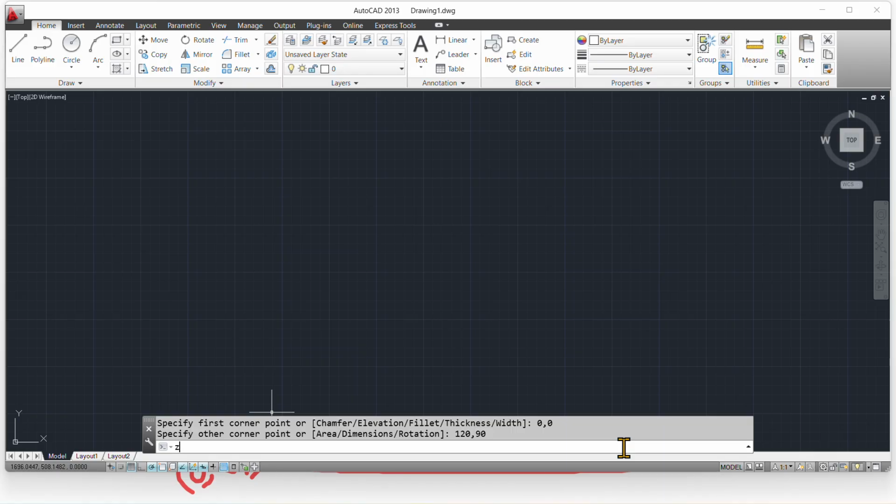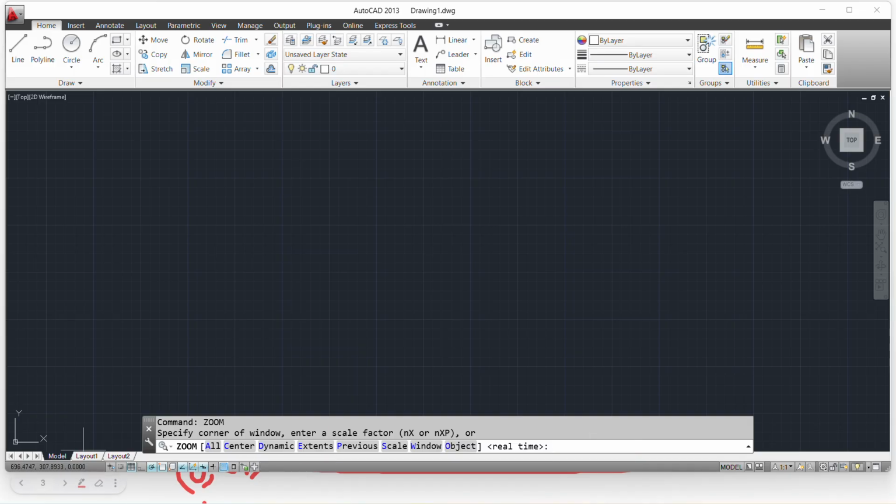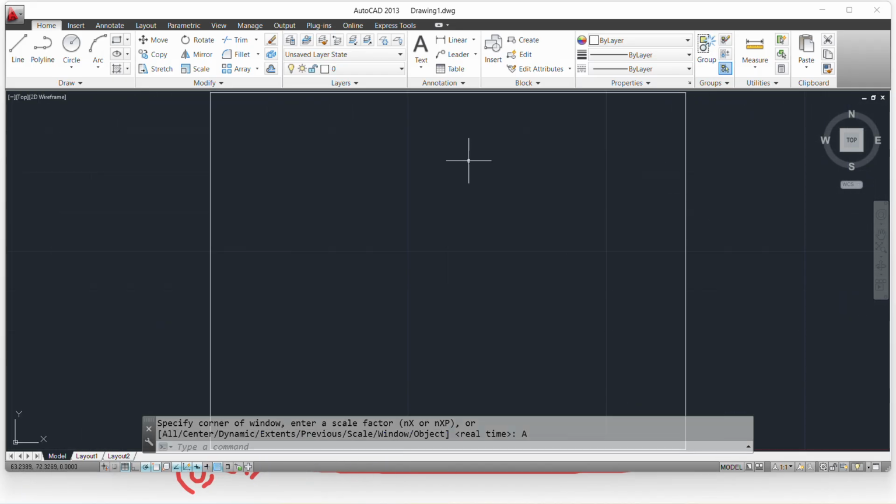So we'll use a command called zoom. When I use my zoom command, it has different options, and I will be selecting all. Now you can see our rectangle is in our view. Then we'll start our diagram.